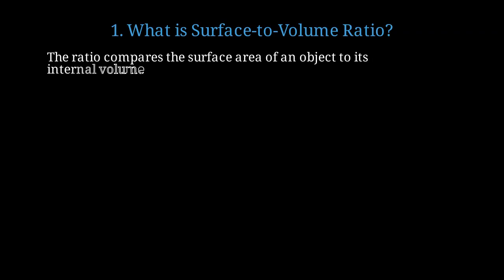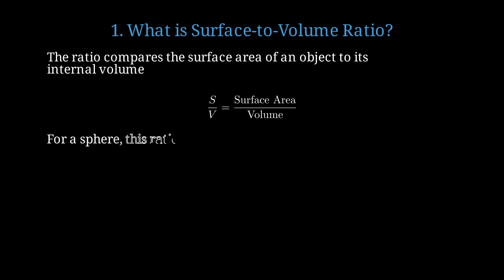Let's start by understanding what surface-to-volume ratio means and why it matters so much at small scales. The surface-to-volume ratio compares how much surface area an object has relative to its internal volume. Mathematically, we write this as S over V, which equals surface area divided by volume. For a sphere, which is the shape most capsules approximate, this ratio has a particularly simple form.